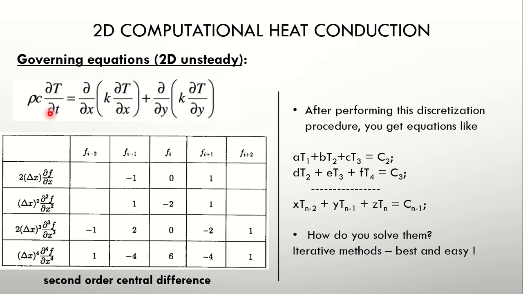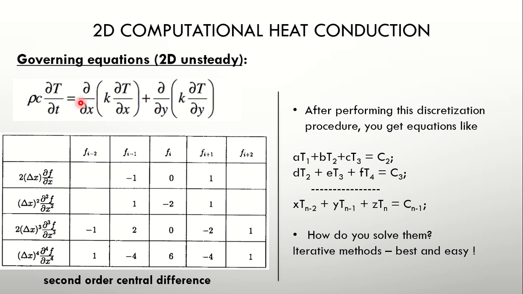So dou t by dou t, you know how to discretize it: t at n plus 1 minus t at n divided by delta t. Now you also know d square t by d x square. How do you do that? You also have come to know, using this particular second order central difference, you have this particular formulation.